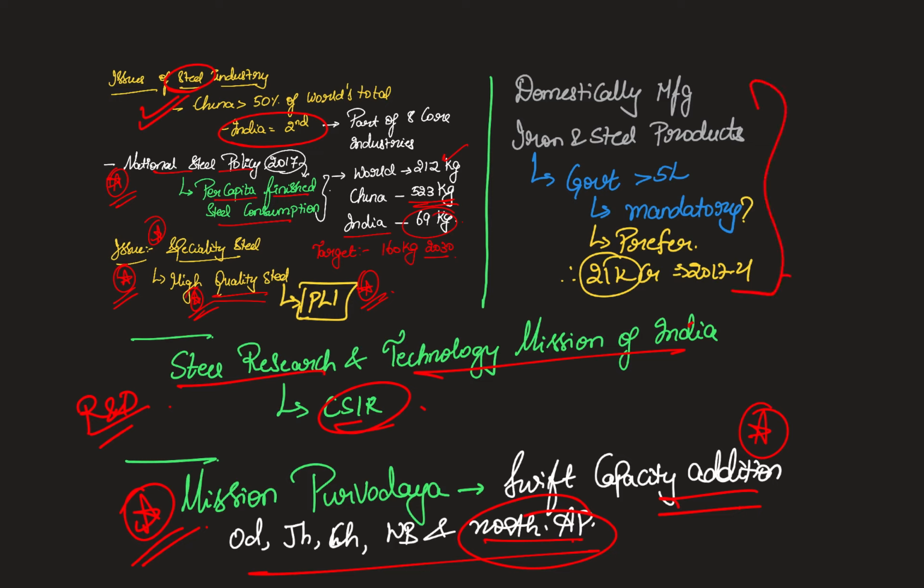Apart from this, there is also one scheme which was introduced to encourage domestic manufacturing of steel. Let's say the government had an order worth more than 5 lakhs, then the government made it mandatory to prefer specialty steel or high quality steel from domestic producers. What this did was, 21,000 crores came to these steel makers in the country from 2017 to 21. Looking at all these results, now the government wants to extend the benefits of PLI to this sector.